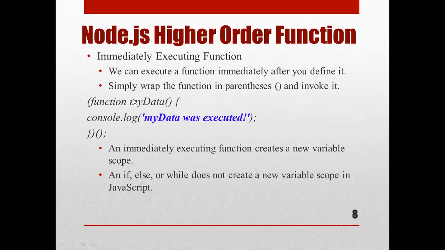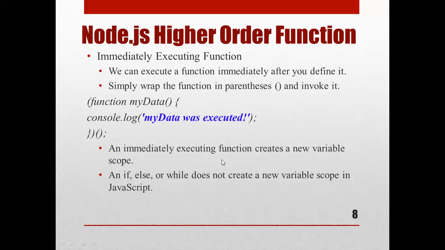Okay, see the example of that function here. Within the parentheses we are going to write that function. Function myData, this is the name of that function, within parentheses. The function myData has a body with console.log printing "my data was executed", and we close the body of that function. Then close that opening bracket of that function, and here you can see this is the function parentheses. So this is the way we can declare or write the function here.